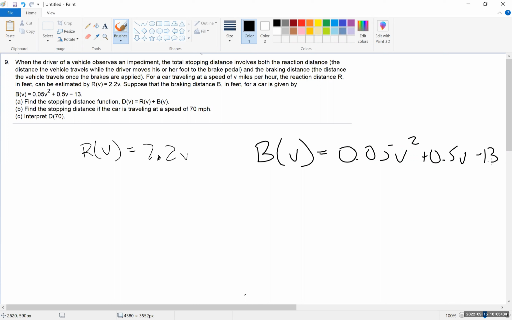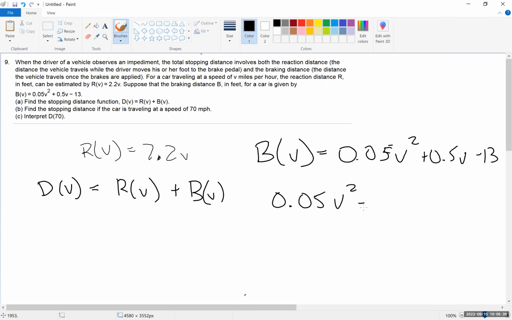Okay, so we want to find the stopping distance. So the stopping distance D(v), all you're doing is adding these two functions: R(v) plus B(v). And when you add them, the only place you might go wrong is not combining like terms correctly. When we add these, D(v) is going to equal, and you can just do them vertically, so I would do B(v) first: 0.05v squared plus 0.5v minus 13.